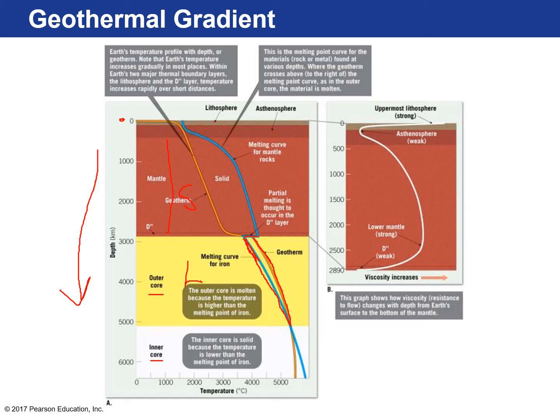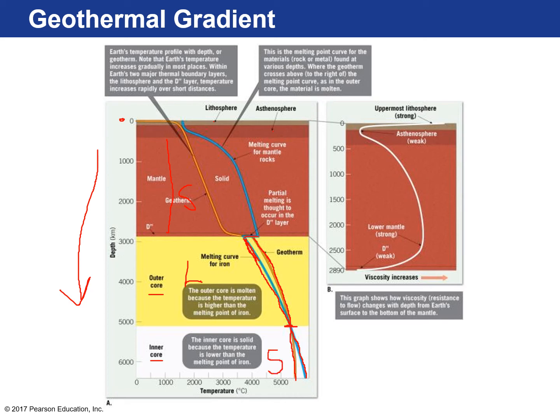And then once you get to the inner core, right around here, those two lines cross again, and now in order to melt iron and nickel at these pressures, at higher pressures, the temperature has to be higher. But the temperature really doesn't reach that high, so therefore the inner core is a solid.